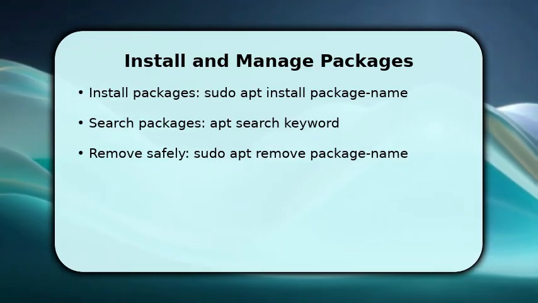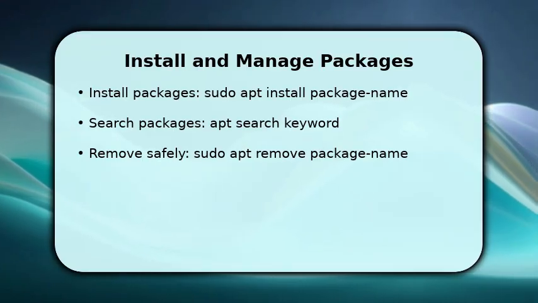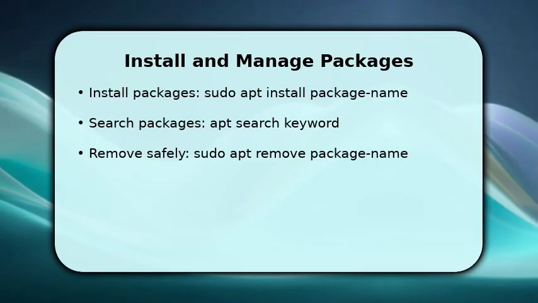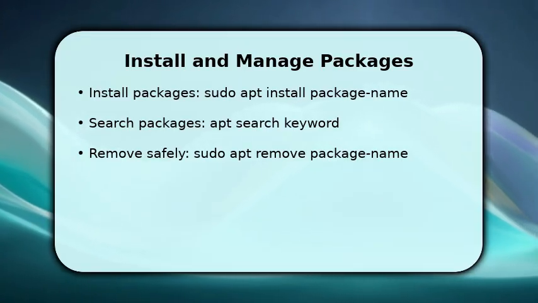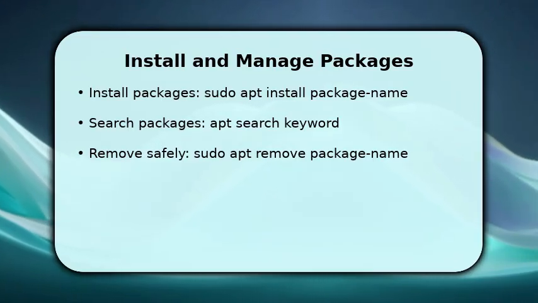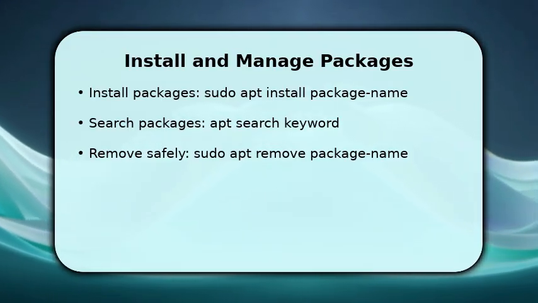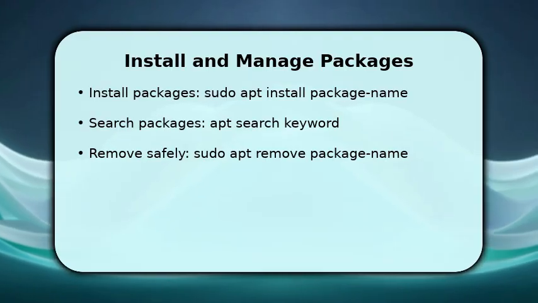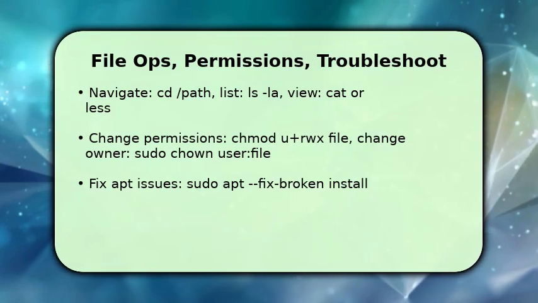When removing software, prefer sudo apt remove package-name and then sudo apt autoremove to clear orphan dependencies. During these steps, read prompts carefully and watch for held or broken packages so you finish common tasks by manipulating files and fixing permission issues.